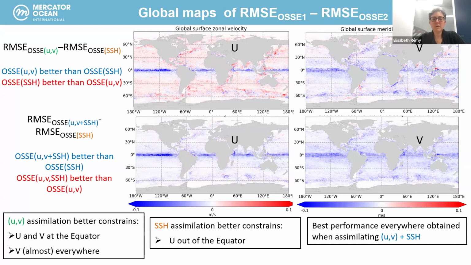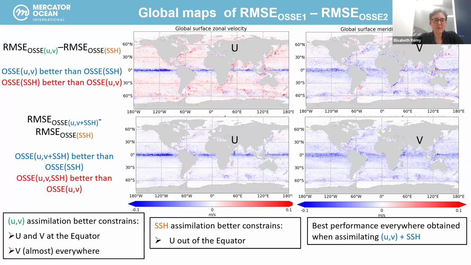We can see that when we look at the zonal velocities, they are improved by the assimilation of UV, but they are better estimated when the SSH is assimilated. For the meridional component, we can see that it's better performed when the surface velocities are assimilated than the SSH.